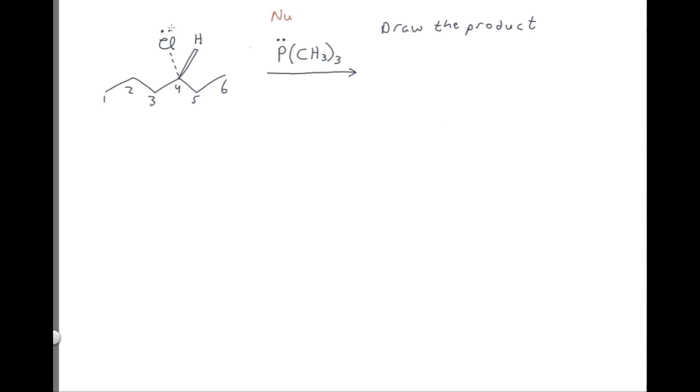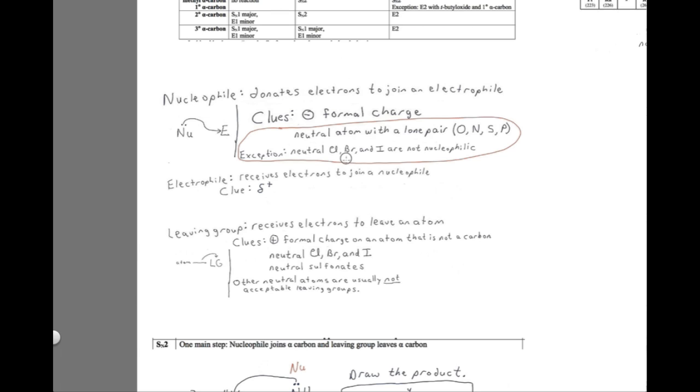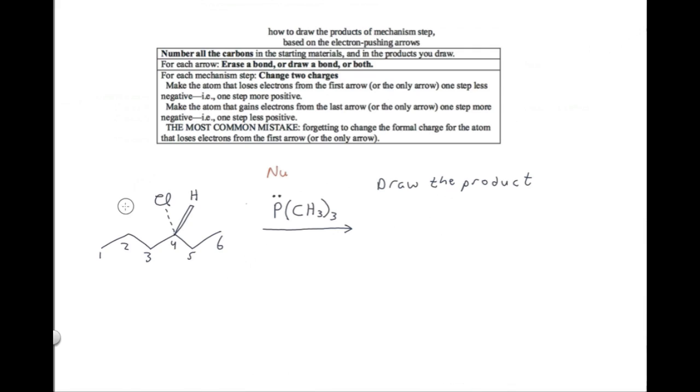What about neutral chlorine? Could we use the neutral chlorine as a nucleophile? Well, neutral chlorine does have a lone pair, but we've memorized that neutral chlorine is not used as a nucleophile. Instead, neutral chlorine is a leaving group. So we expect the neutral chlorine to be a leaving group. Since the chlorine is attached to carbon 4, that'll give carbon 4 a delta positive charge, which will make carbon 4 electrophilic. Carbon 4 is also our alpha carbon because it's attached to the leaving group.